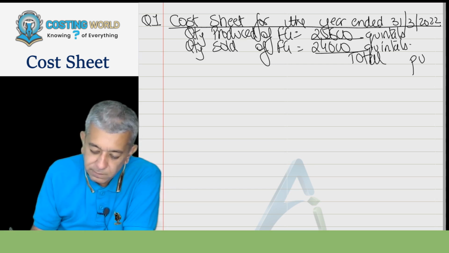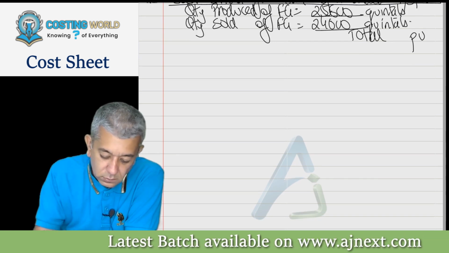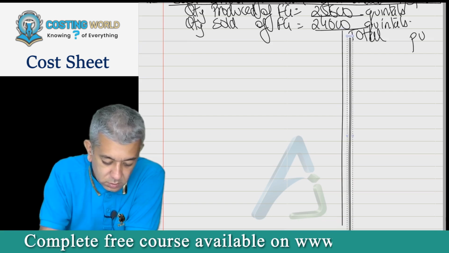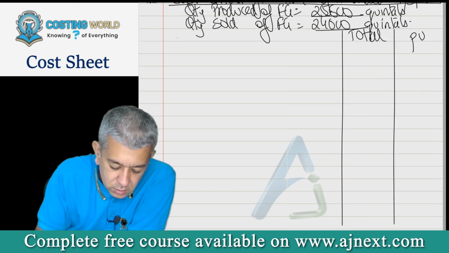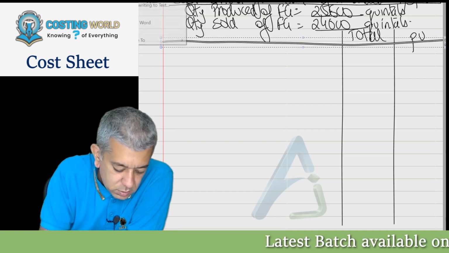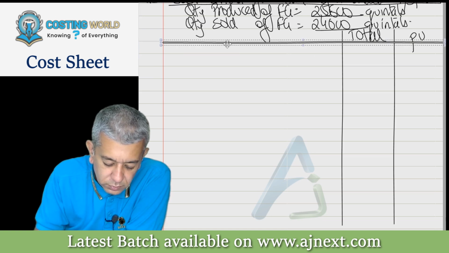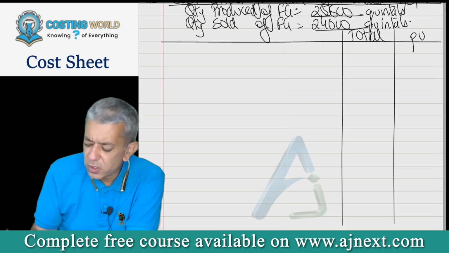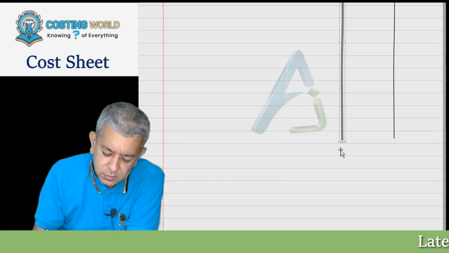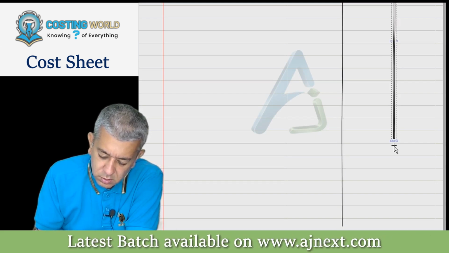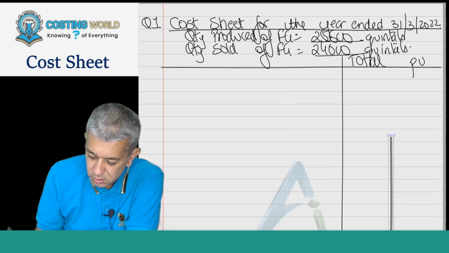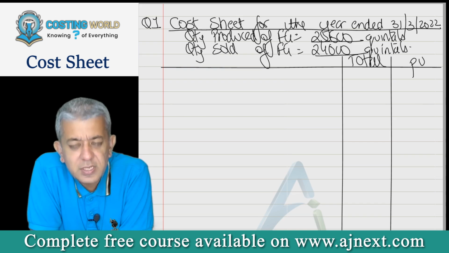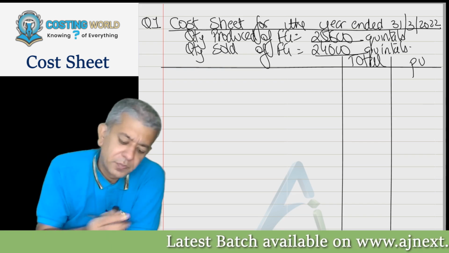Total per unit. Approximately for 3/4 of the side, you all can make it, please. Can we start? Yes, sir. Okay. Yes.